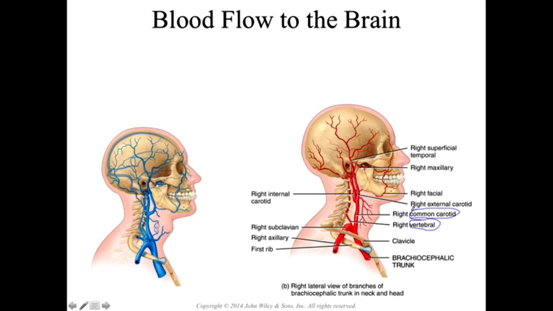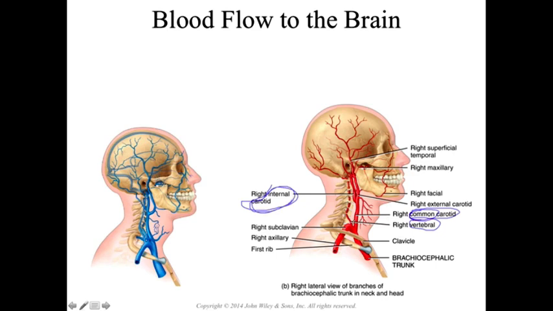Now, the common carotid, anytime you see the word common, just like when we did the sciatic nerve, we said it's going to divide into something, right? The sciatic nerve had the common peroneal nerve, which divides into a deep peroneal and a superficial peroneal. Whenever you see the word common, whether it's in blood vessels or nerves, it's going to divide into two things. So the common carotid is going to divide into an external carotid and an internal. It's the internal carotid that goes into the brain. The external carotid stays external.